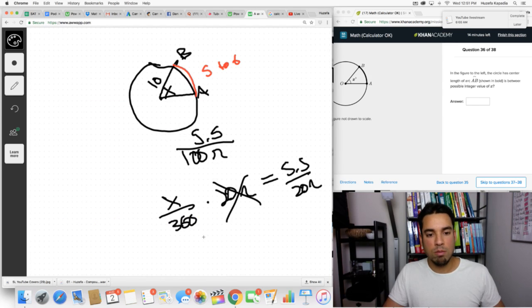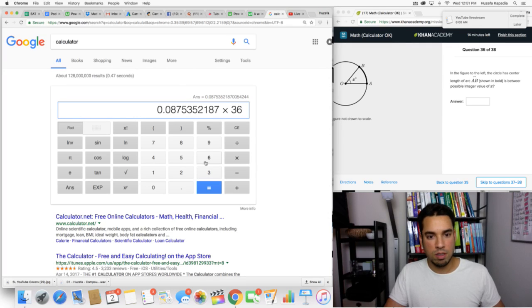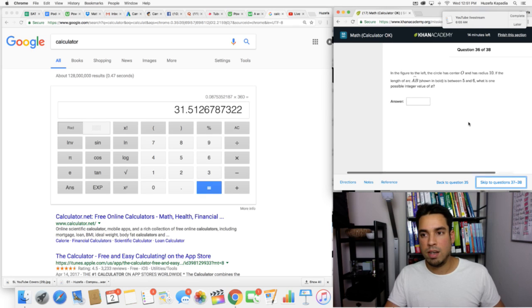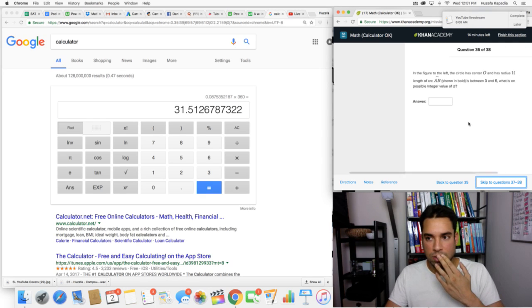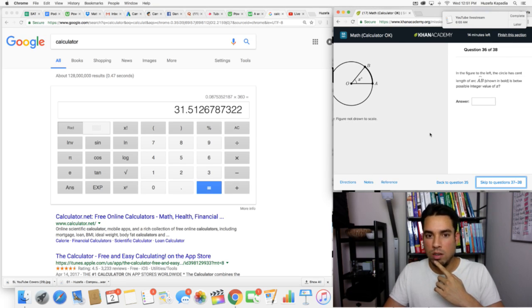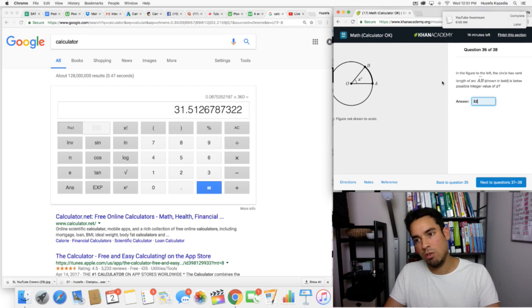And then we're going to multiply both sides by 360, so 360 times... equals 31.5. Oh, it wants an integer value. I just got to make sure it doesn't go too high. So I think 31 or 32 would be okay. We did right down the middle. I'm going to go with 32, and then let's test it.